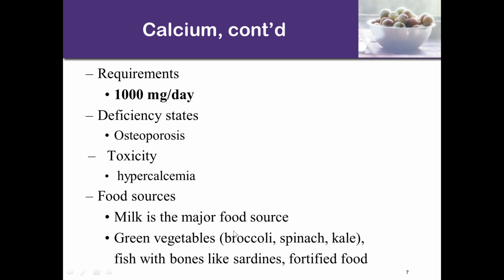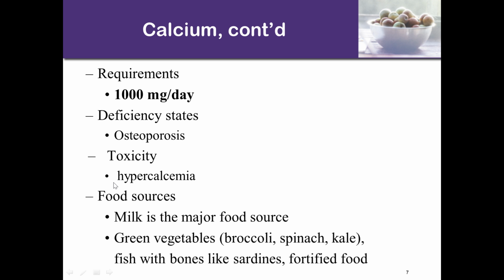And what concentration do we require per day? The requirement of calcium ion is 1000 mg per day. If deficiency occurs, then a disease known as osteoporosis is caused, meaning there is a breakdown or degradation of the bone cells. And toxicity: if we increase the concentration beyond this, then toxicity will occur in our body, and that toxicity is known as hypercalcemia.